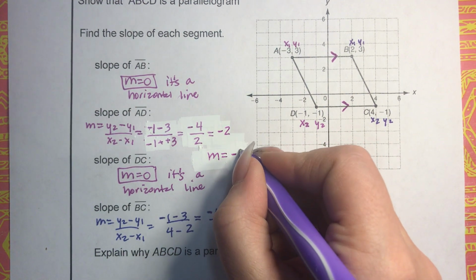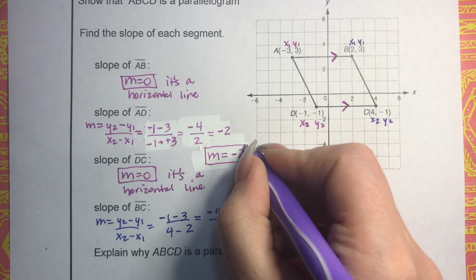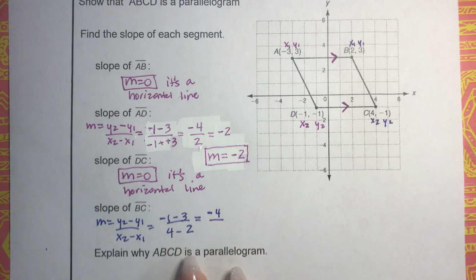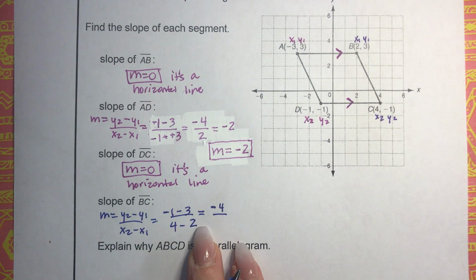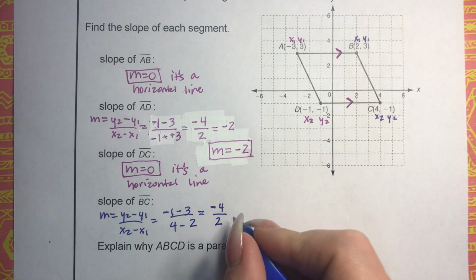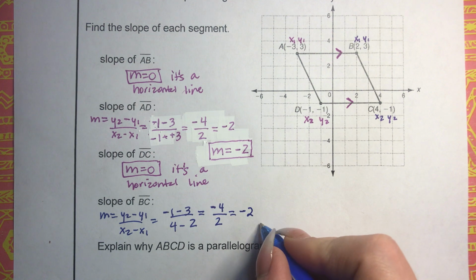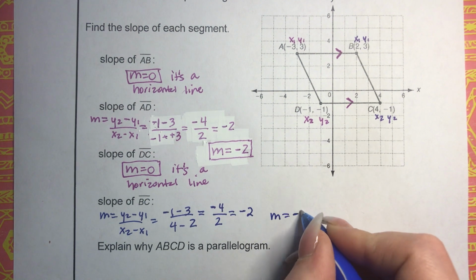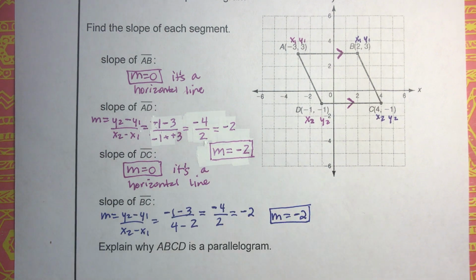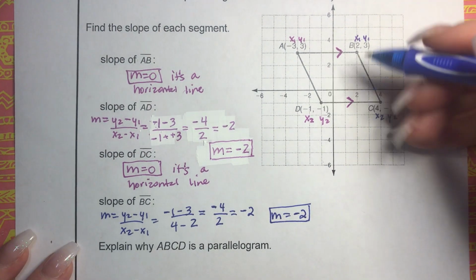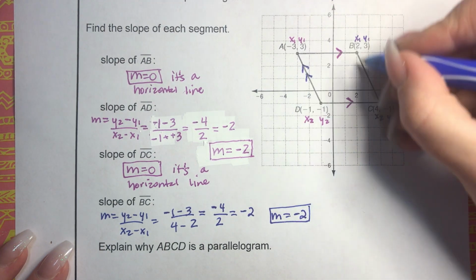M equals -2. That is the slope. Now we go back down here, and we have 4 minus 2, which is 2. And now this is making sense: -4 divided by 2 is -2. M equals -2. These have the same slope, and you can tell they have different y-intercepts because it's not the same line. So we know that these two lines are parallel as well.